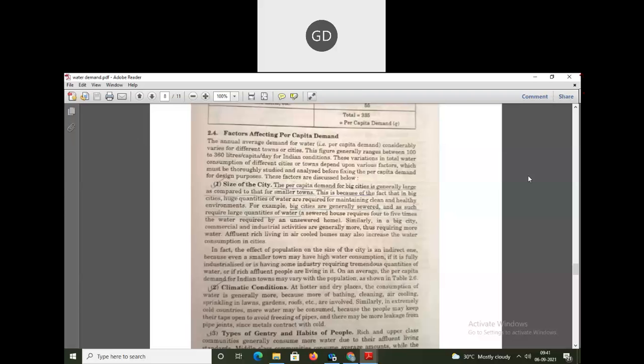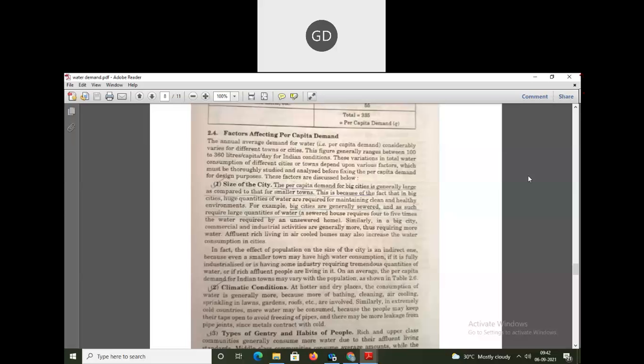Then next is climatic conditions. It is the same for any hot or humid place. Obviously the consumption of water will be more, because in a very hot or humid place people will use water more frequently for bathing and for cleaning. You will also use water for lawns or gardens. So for all these things, more water will be required.